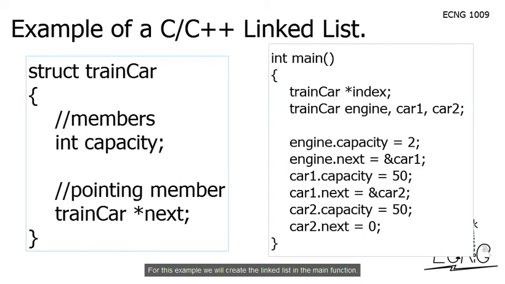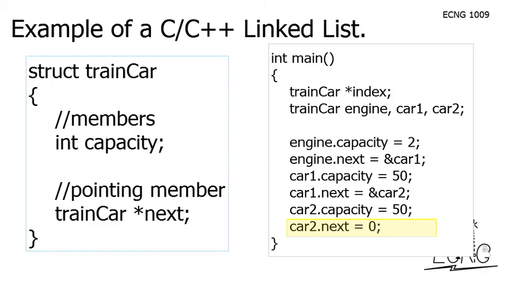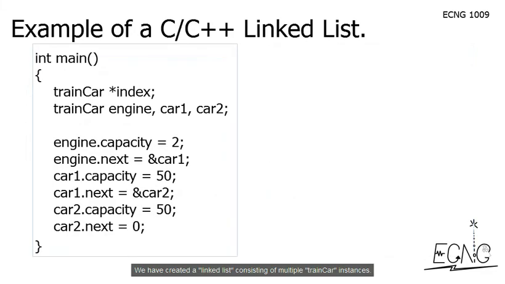Let us now use this struct to create a linked list. For this example, we will create the linked list in the main function. We define an index pointer for referencing nodes after creation. We create some nodes, for example an engine and 2 cars. Now we assign values to our members and make the next pointer point to the next node in the list. It is important to note that the last node in the list must have its next pointer address equal to 0. This is a way of indicating the end of the list. We have created a linked list consisting of multiple train car instances.